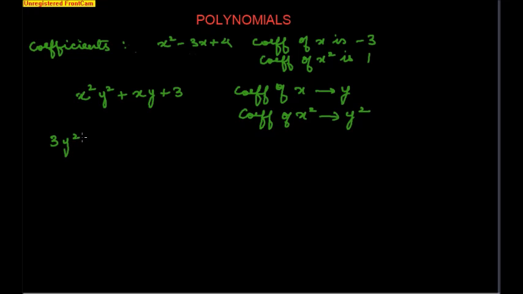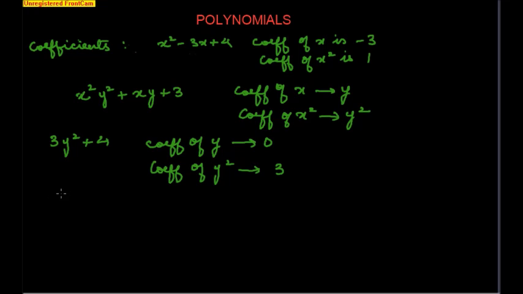If I have 3y square plus 4, then the question says what is the coefficient of y? There is no term which has y here, so the coefficient of y becomes 0. But the coefficient of y square is 3. Let us take another example. If I have x to the power of 4 plus y plus x square plus 2, then the coefficient of x square is 1.